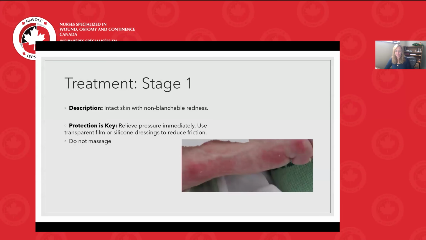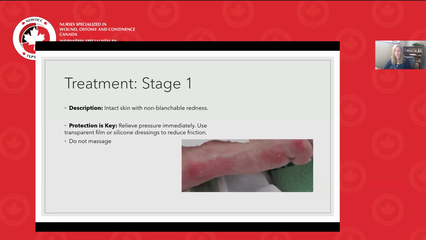So when we look at treatment for pressure injuries, if you have a stage 1 pressure injury, so this is just that non-blanchable red skin, the key to this is immediate pressure relief. Make sure that you're removing the pressure if it's caused by a device and making sure that you're protecting that area. You can use a transparent film or silicone dressing to prevent that friction or shearing also.